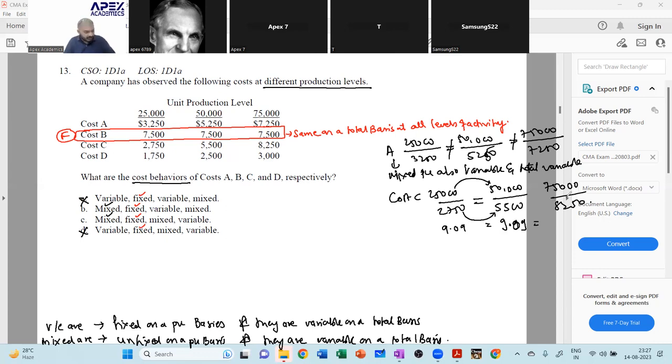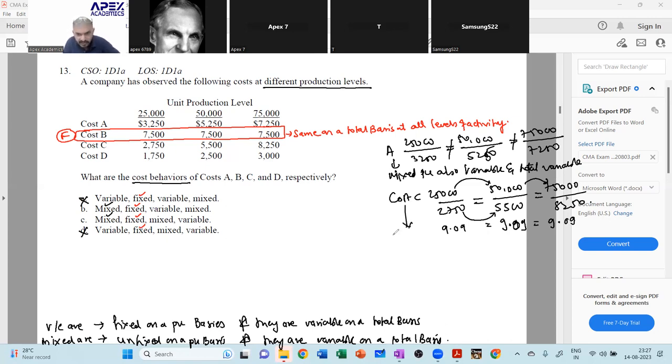Next, we are doing what? 75,000 divided by 8250, and you will get it. No surprise that it is again 9.09. Why? Because 50,000 plus 50% is equal to 75,000, and 5,500 plus 50% is 8250. Essentially, all of these fractions are exactly the same.